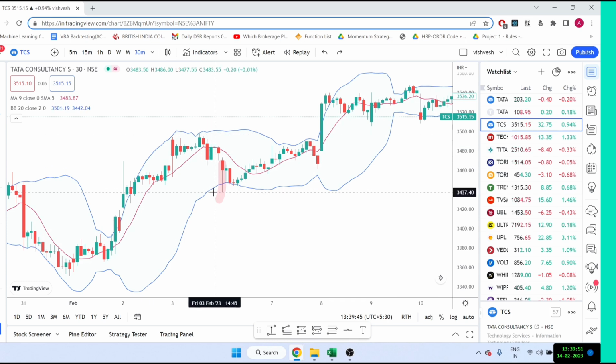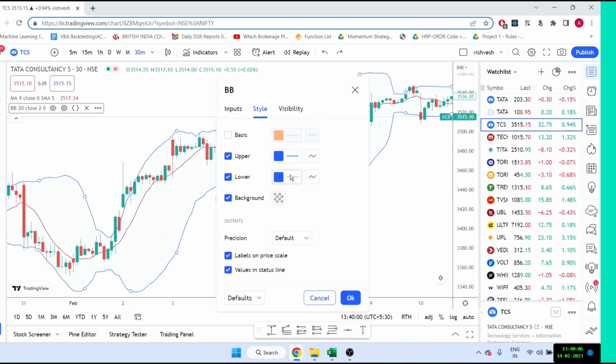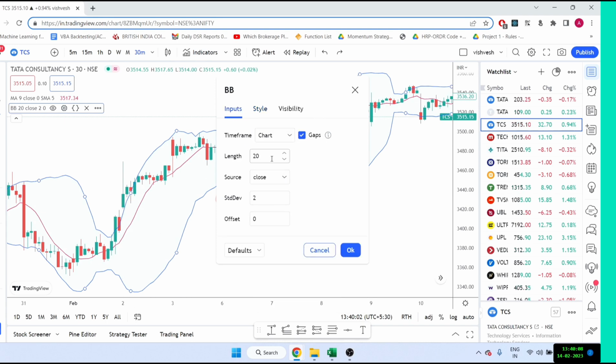So we know that Bollinger Bands are the levels at which there are chances that if the stock touches these levels, it can take a reversal, right? Because as per Bollinger Band, I've used a normal 2 standard deviation Bollinger Band. So let me show you the settings as well. So these are the settings for Bollinger Bands, the normal settings of 20 length and 2 standard deviation.